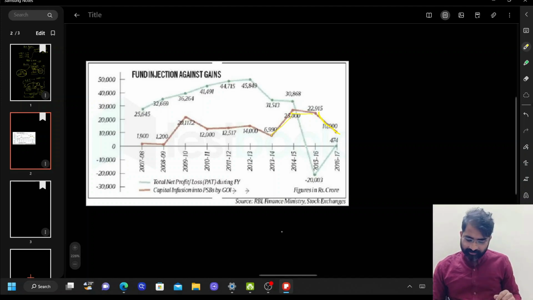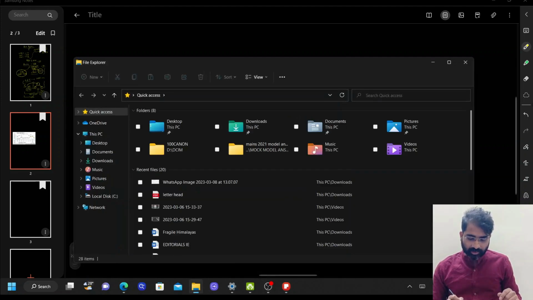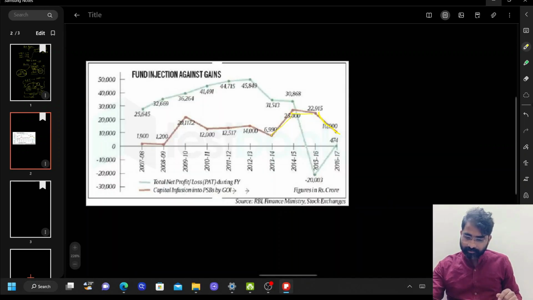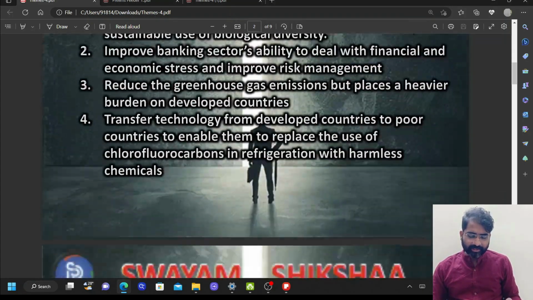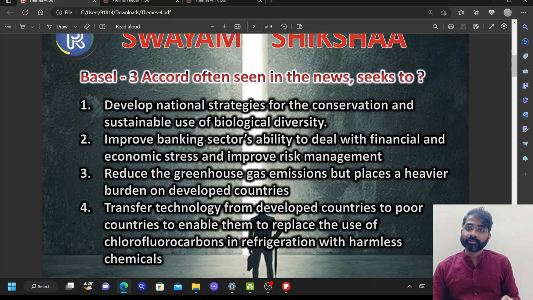Okay, so now let's try to observe these questions. Here we will see two questions. Suppose there's this question: Basel III Accord, often seen in news, seeks to improve the banking sector's ability to deal with financial and economic stress. Now this was a very simple, straightforward question, if you know it is related to banks. Basel III guidelines deal with capital adequacy ratios, capital conservation buffer, special buffers, globally systemically important banks, leverage ratios, etc. I will do a separate video on this, because the video becomes too long and too boring for you. So this was one question.